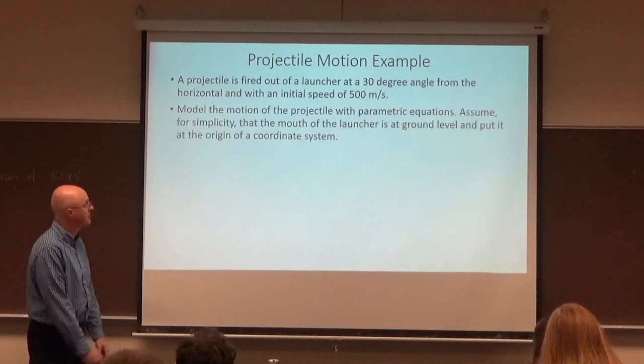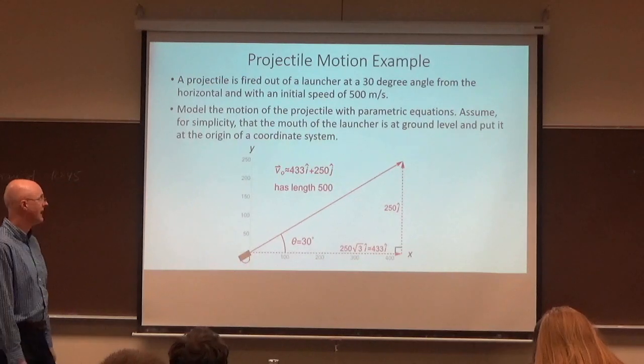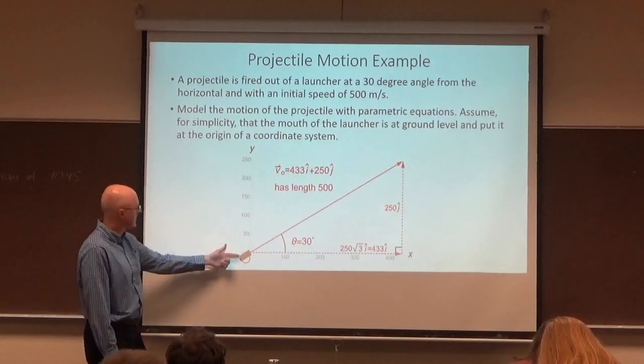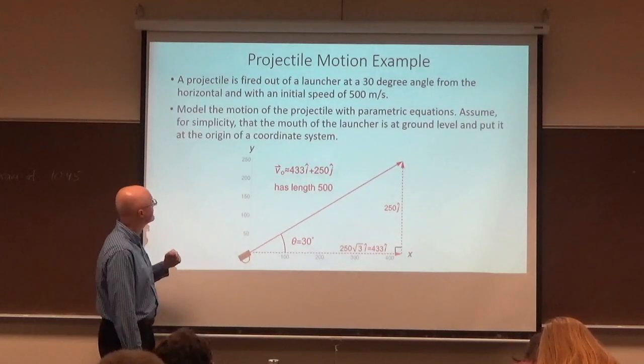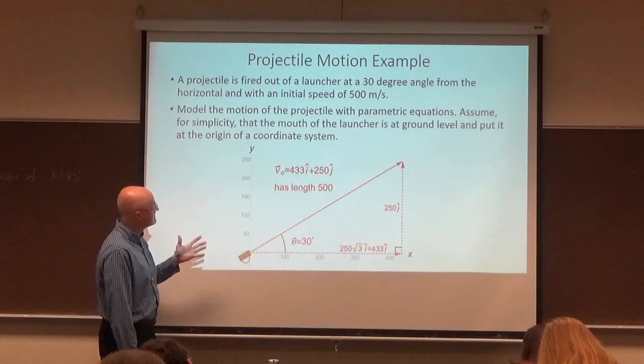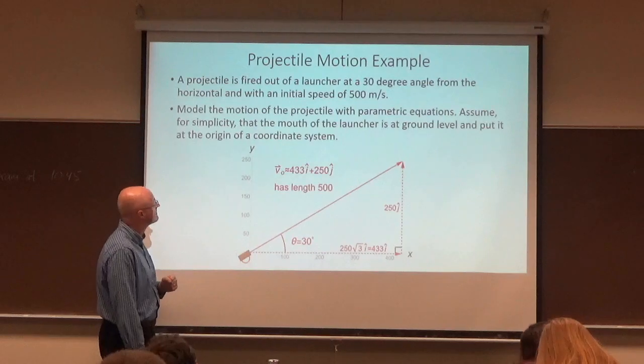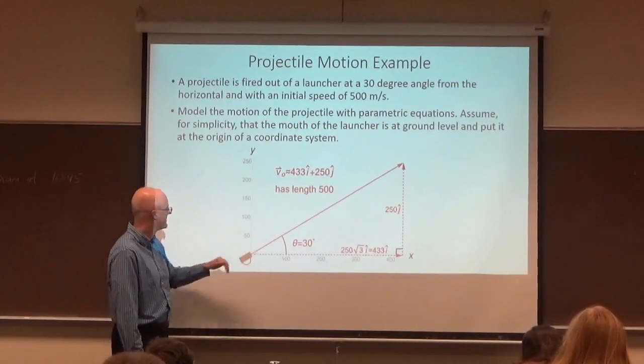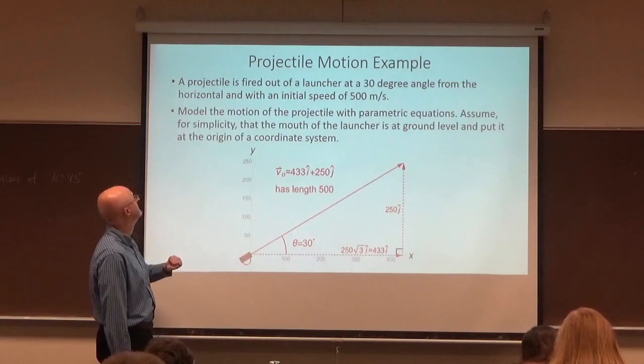This is the same example as before, as last Friday. The projectile is fired out of the launcher. Here's my launcher. I made it look like a little cannon here. With an initial speed of 500 meters per second, at a 30-degree angle from the horizontal, pretend this is the ground, and so this is a little bit underground.